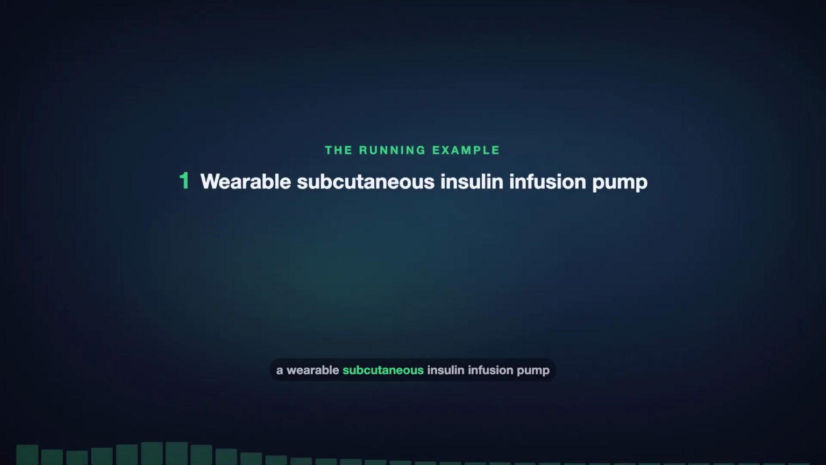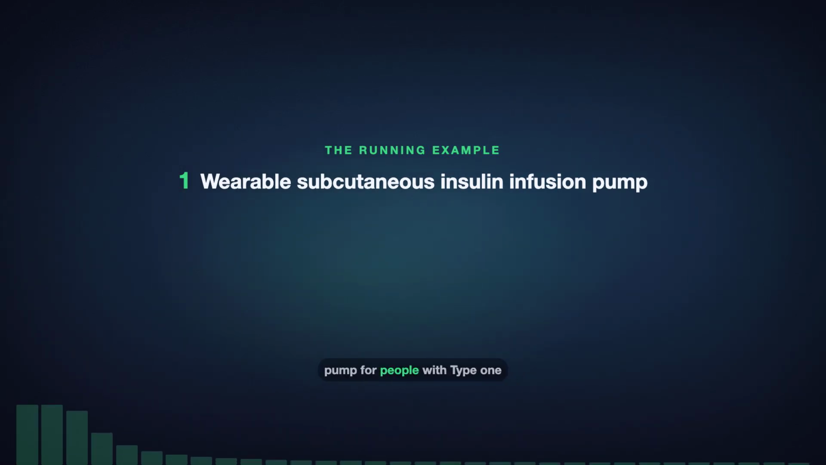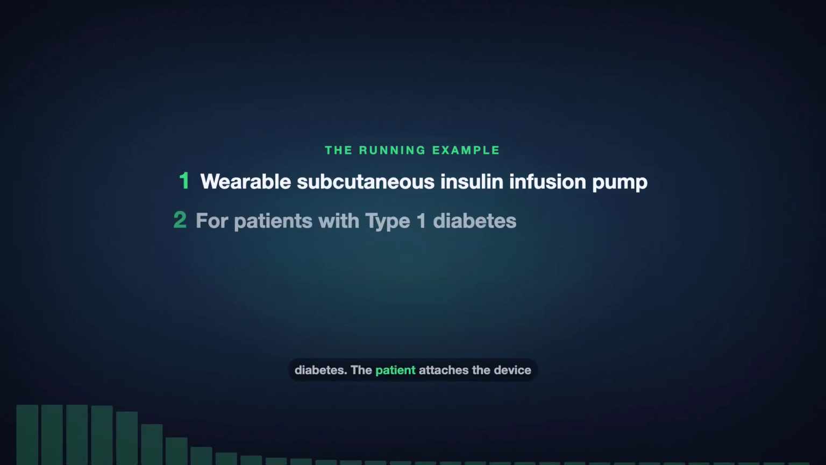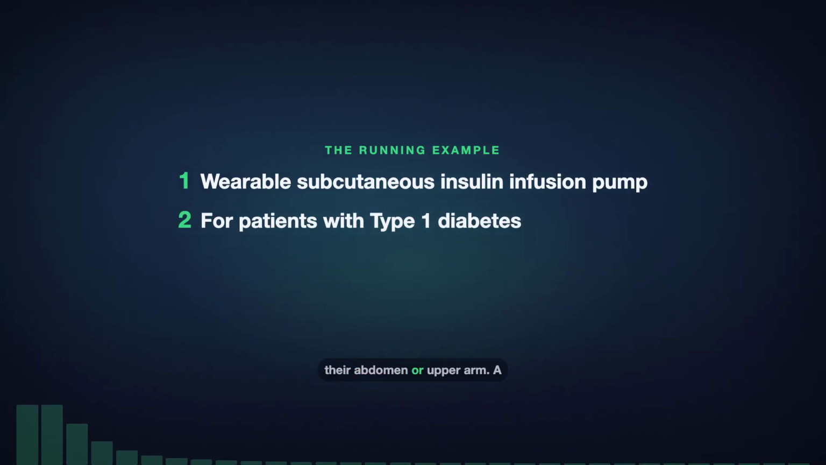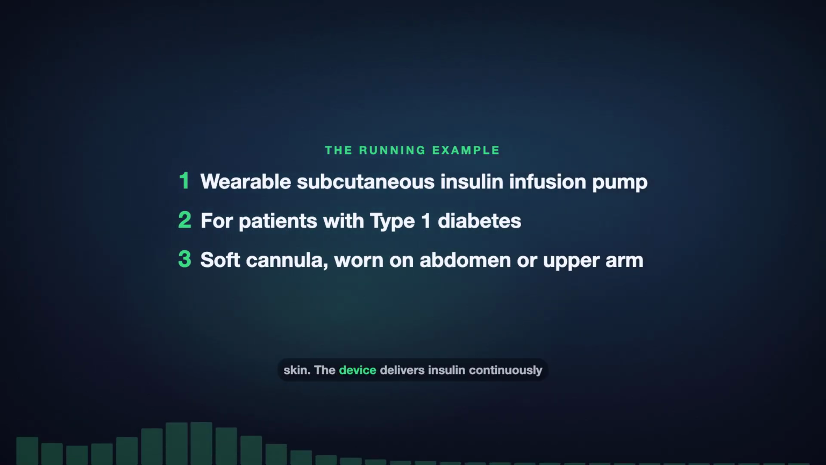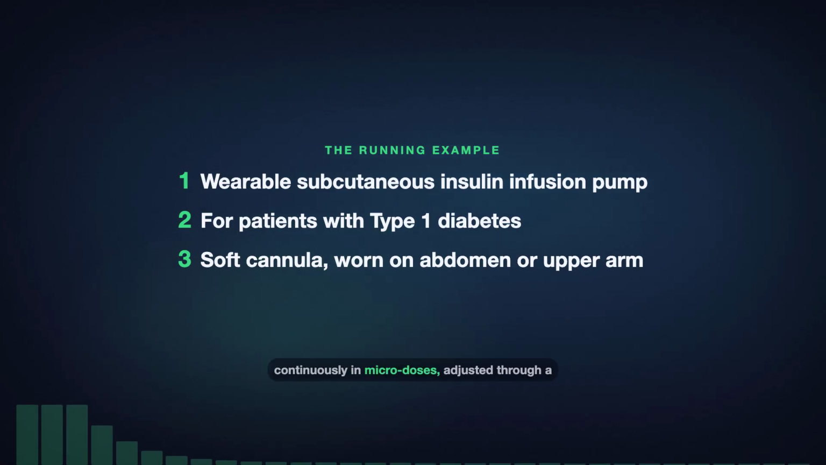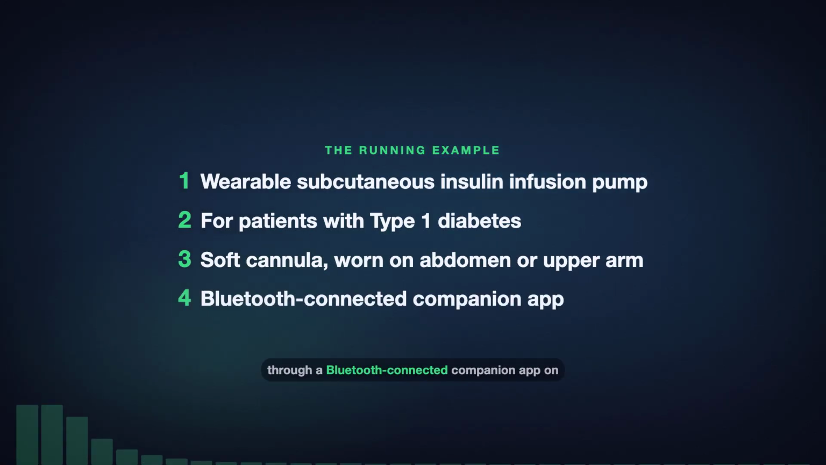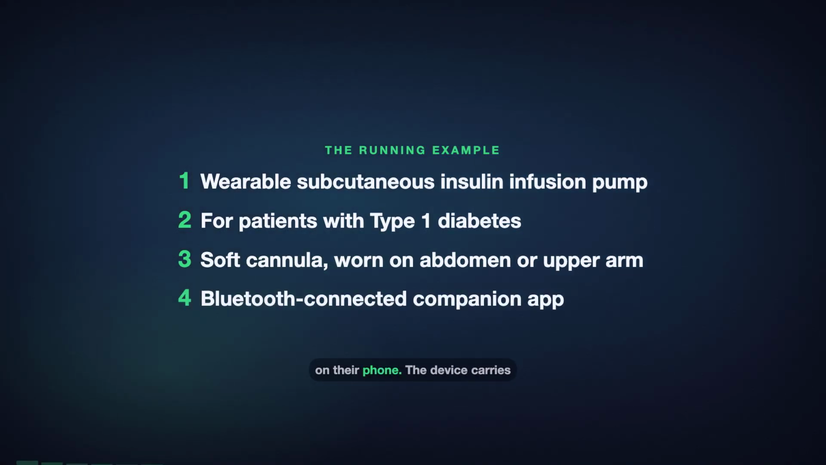WearPump is a wearable subcutaneous insulin infusion pump for people with type 1 diabetes. The patient attaches the device to their abdomen or upper arm. A soft cannula sits just under the skin. The device delivers insulin continuously in microdoses, adjusted through a Bluetooth-connected companion app on their phone.